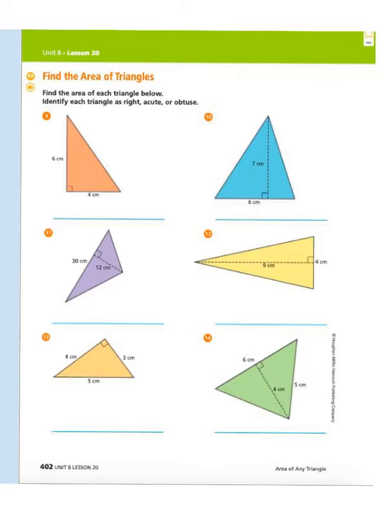All right, so on this page, you are going to work on 402, and you are going to do 2 things. You're going to find the area of each triangle, and then you're also going to identify, is this triangle a right triangle, acute triangle, or obtuse triangle? And if you can't remember what those are, remember a right triangle has a 90-degree angle, and an acute is less than 90 degrees, and an obtuse is bigger than 90 degrees. And if you need to look that up, you can also look that up as a Google search.